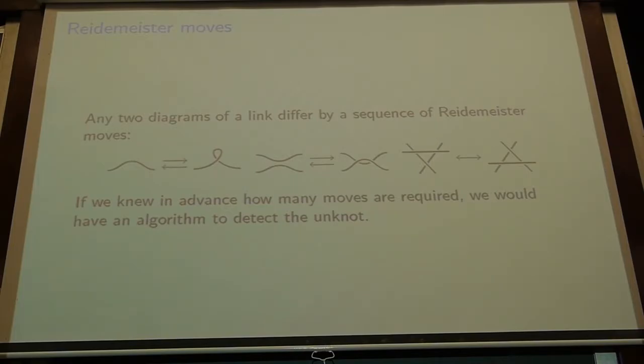Okay, so just in terms of Reidemeister moves, an a priori upper bound on the number of moves that you need gives you a procedure for detecting the unknot. Now, I've got to be a little bit careful here. It's not just a priori, it needs to be computable.